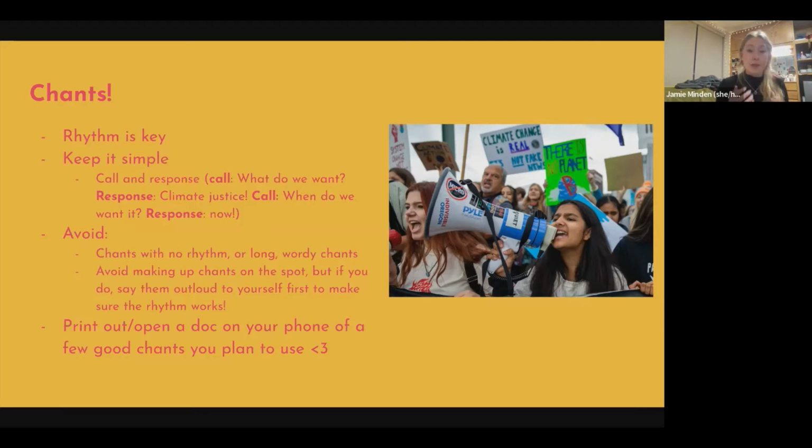I would keep it simple with call and response at first, and then when you get more comfortable, you could do different things. For example, what do we want? Can we go off mute for a second and practice this one little call and response? So it goes, what do we want? Climate justice. When do we want it? Now. Can I get a volunteer to read the call, and then we can all respond?